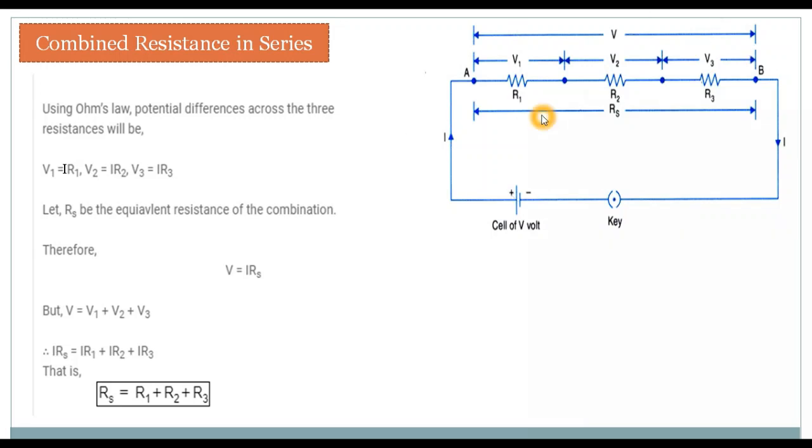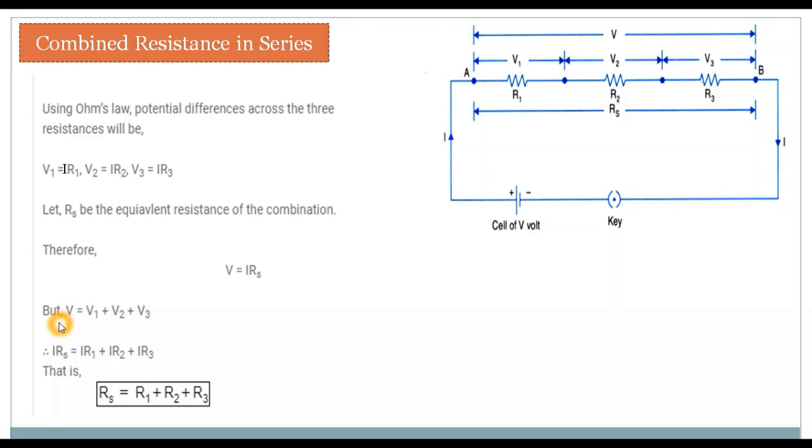And let Rs be the total resistance through the whole circuit. That means the combined resistance, or you can say equivalent resistance. Now, if you apply Ohm's law for the whole circuit, V is equivalent to I into Rs. V is the potential difference for the whole circuit that the battery is applying, current I is the current flowing through the whole circuit, and Rs is the total, combined resistance in the circuit. And see, V is equivalent to V1 plus V2 plus V3, because the total potential difference is the sum of all the three.